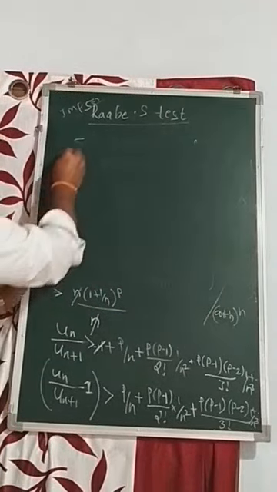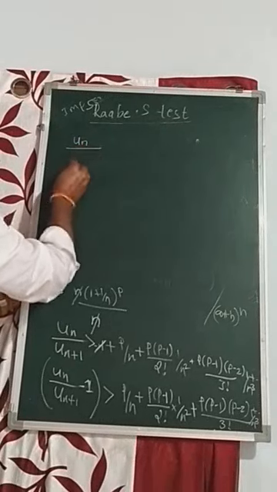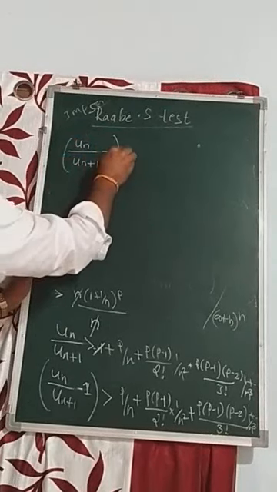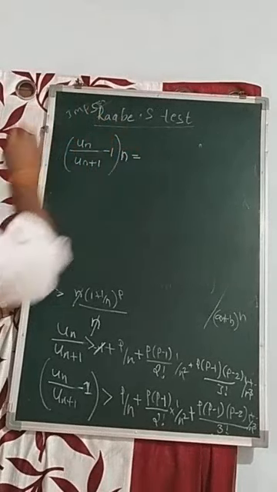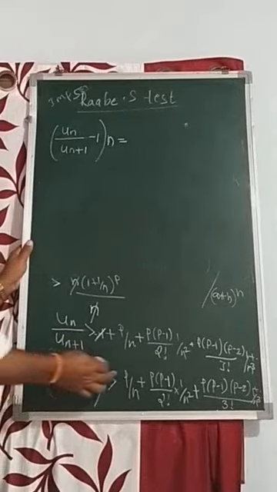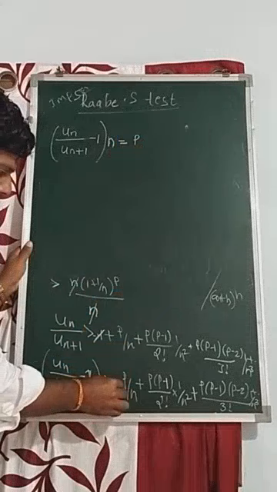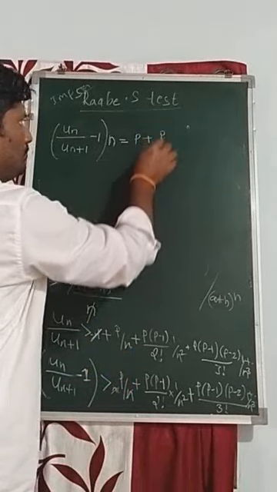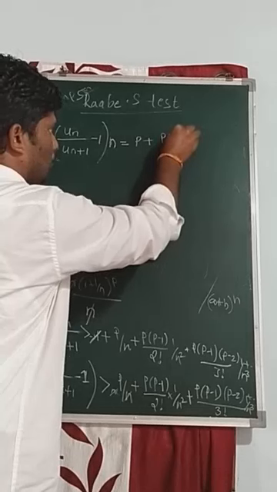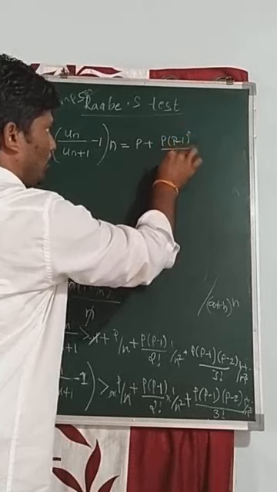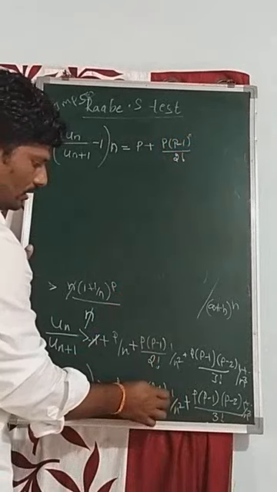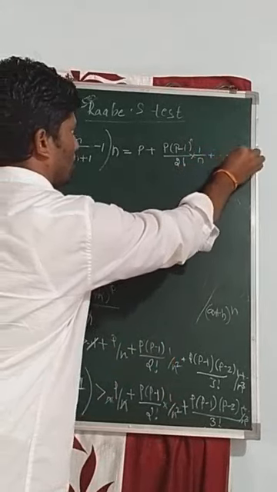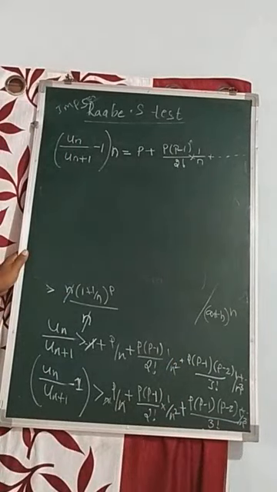Next, un divided by un plus 1 minus 1, multiplying by n, is greater than p, because multiplying by n cancels. The next term is p minus 1 divided by 2 factorial, 1 by n square, multiplied by n, equal to 1 divided by n, and so on.